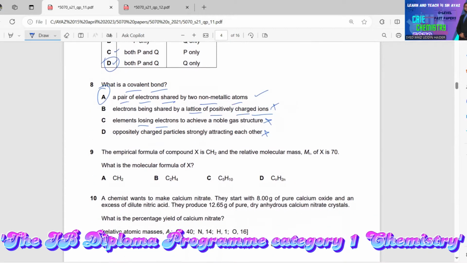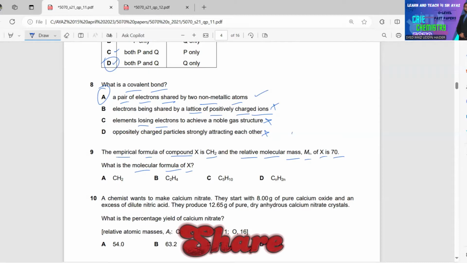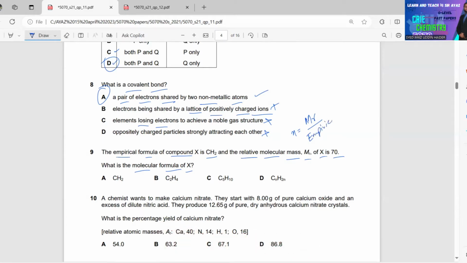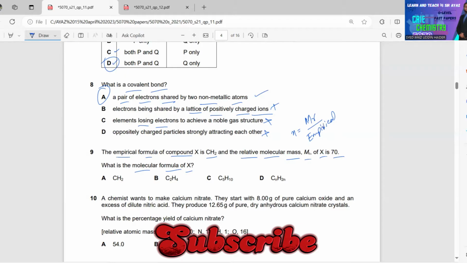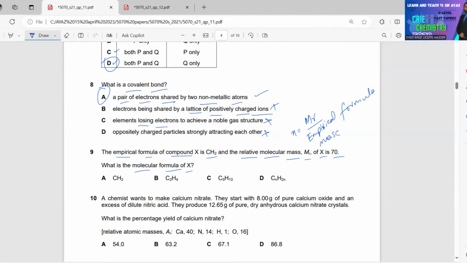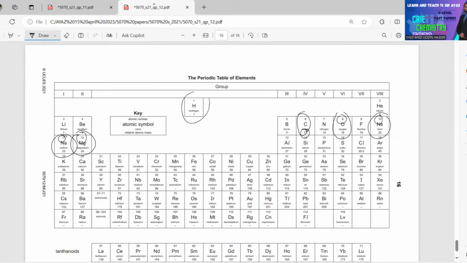Number 9. The empirical formula of compound X is CH2 and the relative molecular mass Mr of X is 70. What is the molecular formula of X? In order to find this, we have Mr given. So n is equal to Mr divided by empirical formula mass. So CH2, here is C. 12 is the Ar of C. What about H? Ar of H is 1.